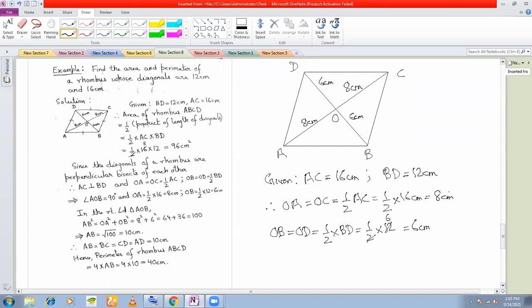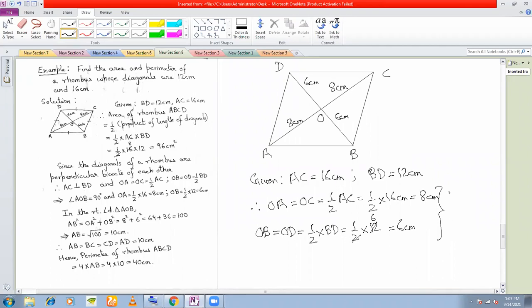And you will give your reason also here. Why did you do this? What is the reason? Diagonals of a rhombus bisect each other. Right? Because it is a kind of parallelogram. Okay.